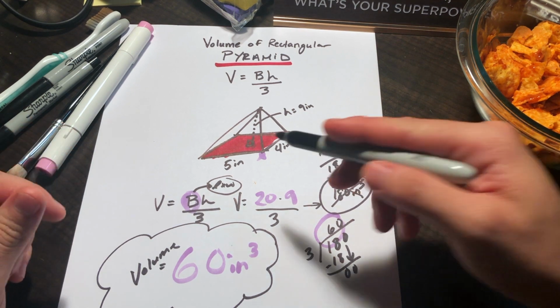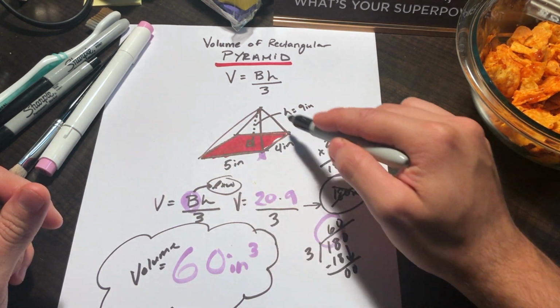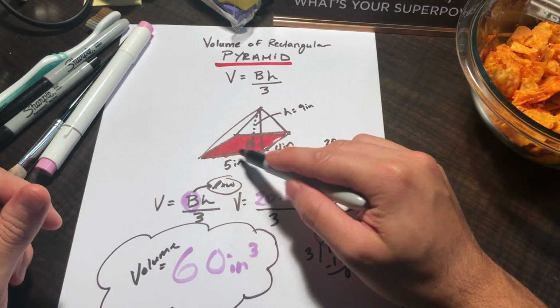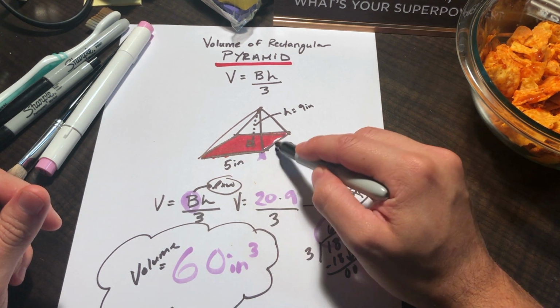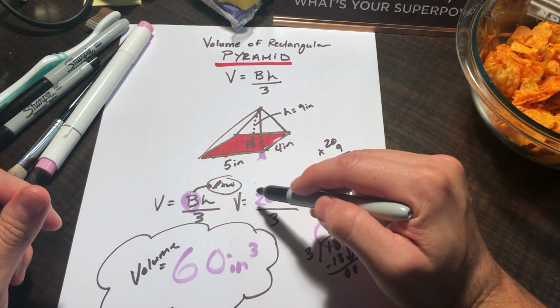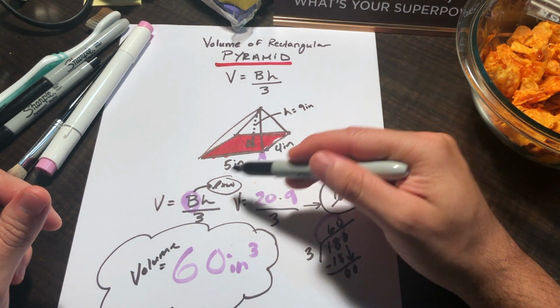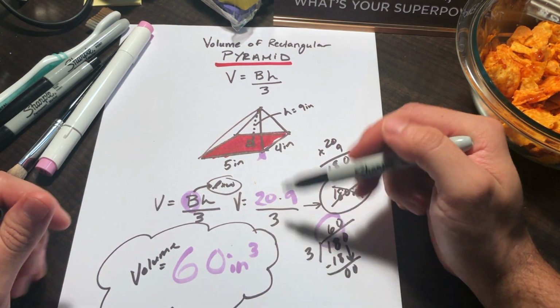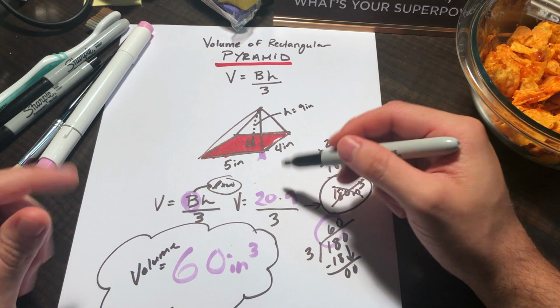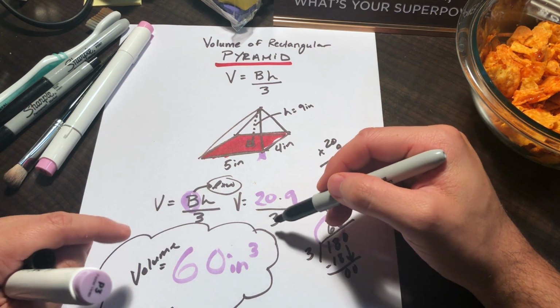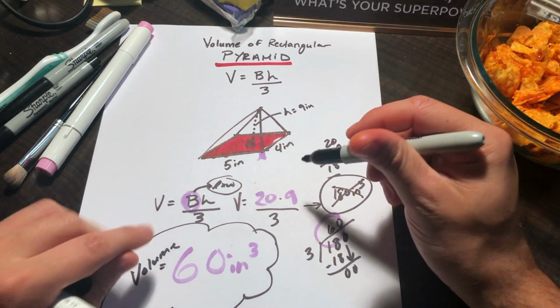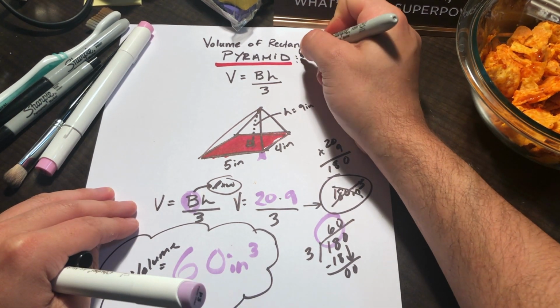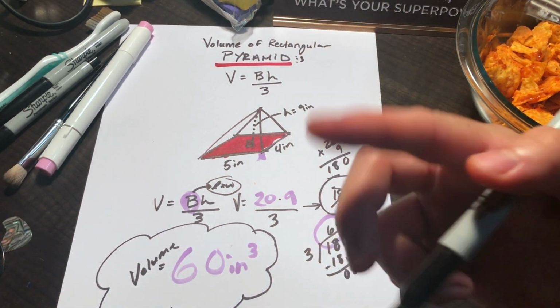Okay, one more time. We found the area of the base. So in this case, the area was length times width, 5 times 4. And we got 20. Boom. And then we did area of the base times height. So 20 times 9, just like we did volume before. But don't forget, the last new step is dividing it by 3. Okay, so don't forget, pyramids, you divide by 3. All right, let's try one more example.